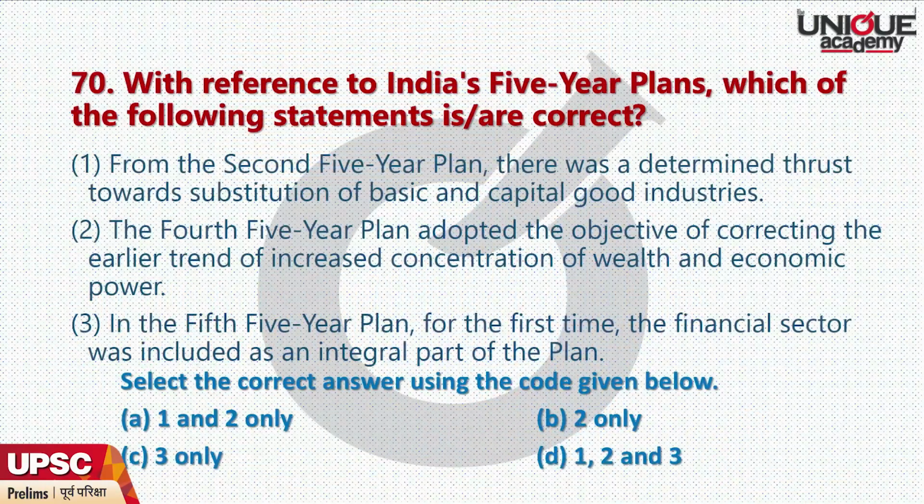So, there is a lot of evidence for us to say that before the fifth plan period, a lot of forward momentum was brought about in the financial sector. So, it's not necessarily true when they say that for the first time, the financial sector was a part of our plan, because the financial sector has been a part of our planning from much before that. So, again, in this particular statement, in question number 70, statement 3 is definitely false. So, it leaves you with A.